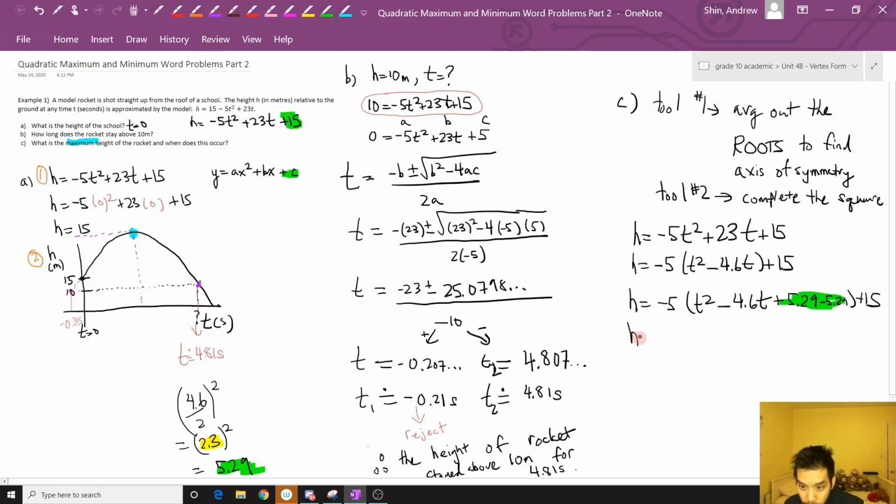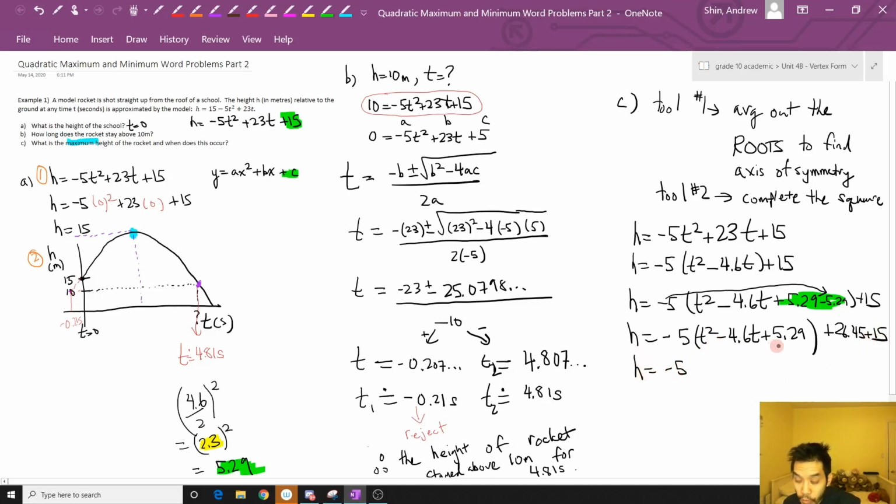Now we don't have a trinomial here. We need to get rid of that last term, so we're going to multiply -5 times -5.29. We only multiply the last one, so we distribute only that one term. -5 times -5.29 will be positive 26.45. Then 26.45 plus 15.